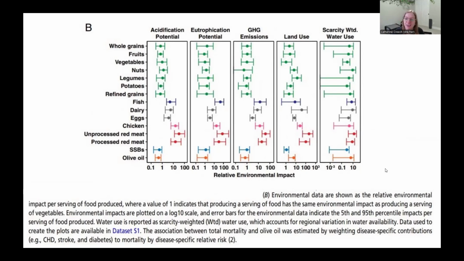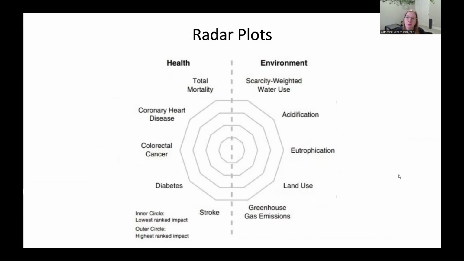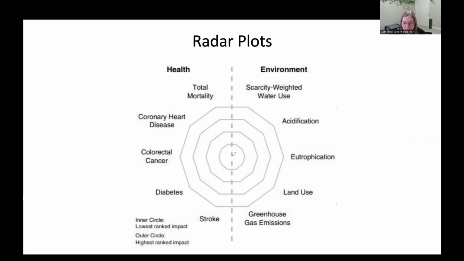And then lastly, this article has another way to think about this data, and that's using radar plots. So I love a radar plot. They're not common enough, in my opinion. Here is how a radar plot works. So a radar plot in the center would be a low level, and on the outside would be a high level.